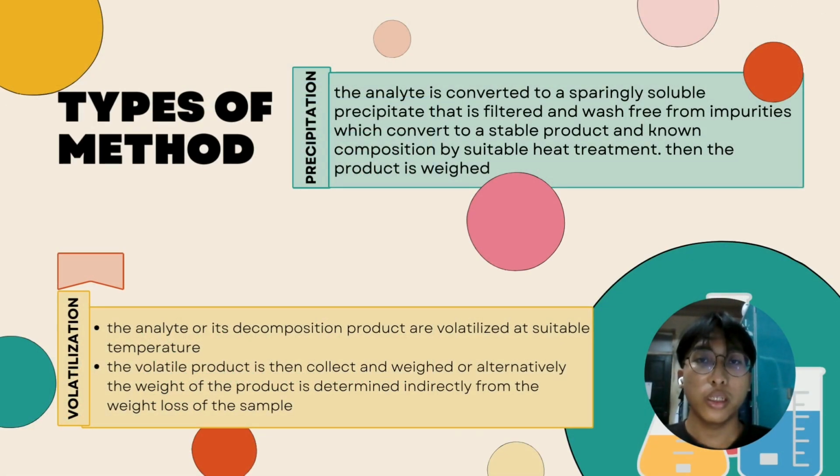The first one is the precipitation method. The analyte is converted to a sparingly soluble precipitate that is filtered and washed free from impurities, then converted to a stable product of known composition by suitable heat treatment. Then the product is weighed.